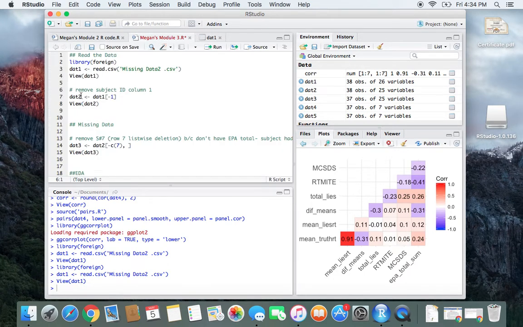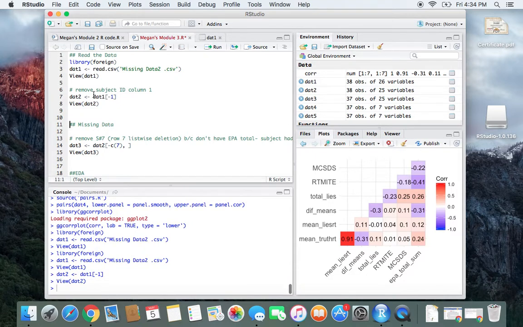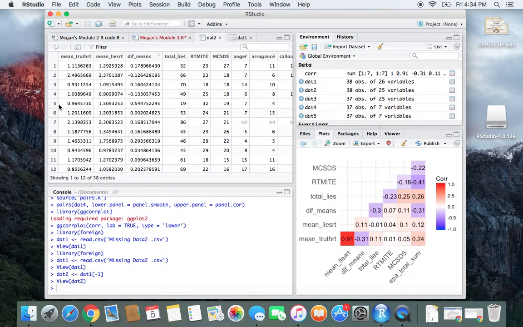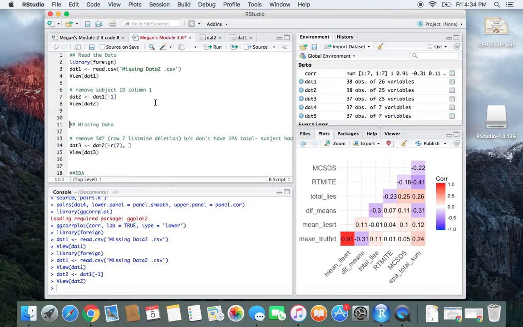So the first thing I'm going to do is go ahead and remove the subject ID column, because it's really irrelevant. All these participants were run within relatively the same time period. And then I'm going to move on to missing data.